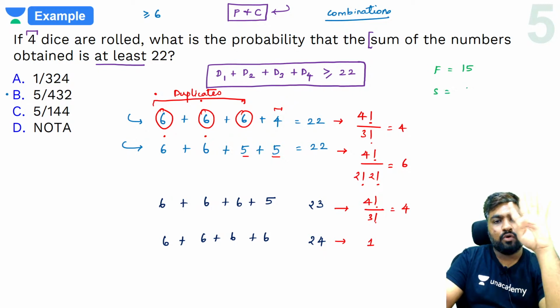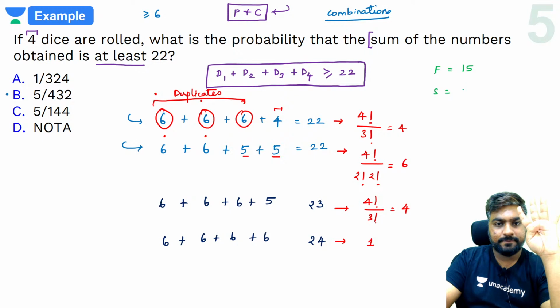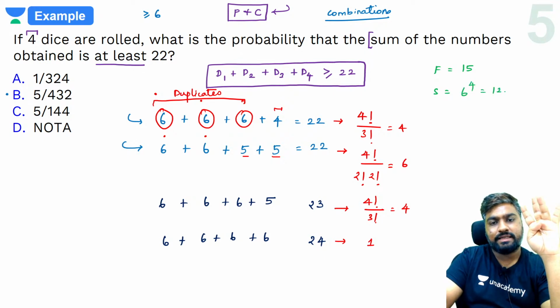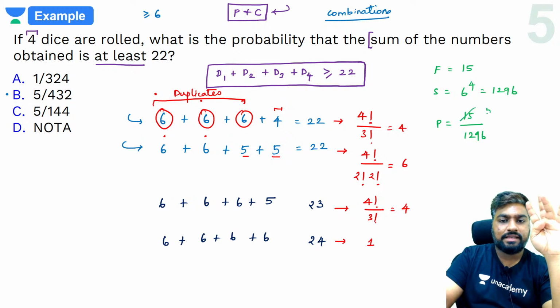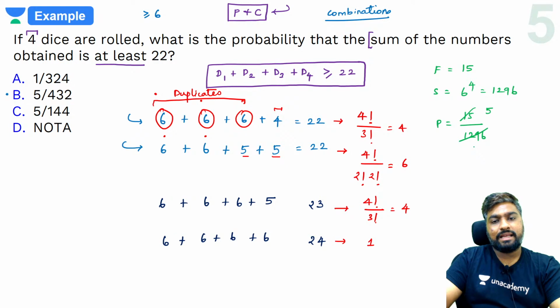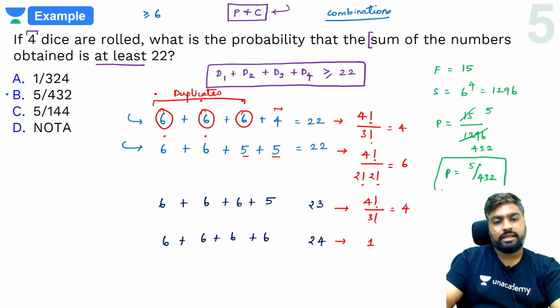Sample space: 4 dice are rolled. 4 dice क्या है? 6 to the power 4, which is 1296. So what's your probability? Probability is 15 upon 1296. 5 3 times is 15, 432 3 times is 1296. So what's your probability? 5 upon 432. Got it, everyone?